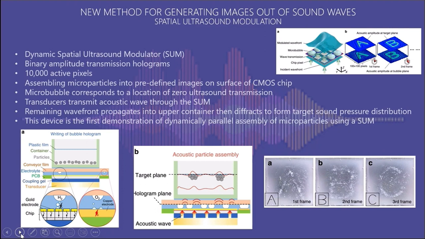The principle of SUM through microbubble arrays requires binary amplitude modulation of the microbubble pattern as an acoustic hologram, which consists of pixels with an amplitude of either 0 or 1. The transducers are turned on, which transmit an acoustic wave through the SUM, which are blocked at pixels which contain a microbubble. The wavefront that still remains propagates into the upper container and then diffracts, which forms a target sound pressure distribution.